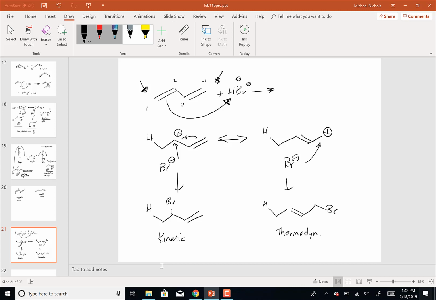In the kinetic product case, I added a 1, a 2, a 3, and a 4. I added the HBr to carbons 1 and 2 respectively. In the thermodynamic product, I added my two groups to the 1 and the 4 position with the double bond moving now between 2 and 3.